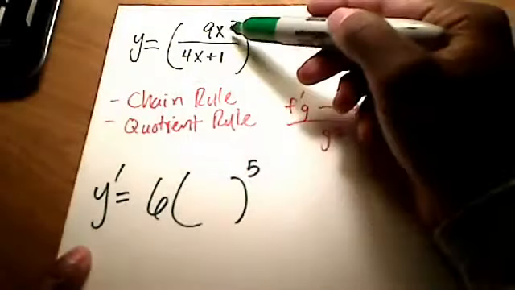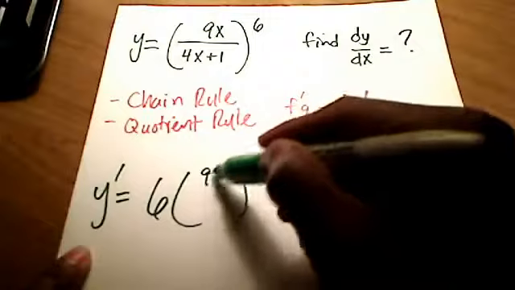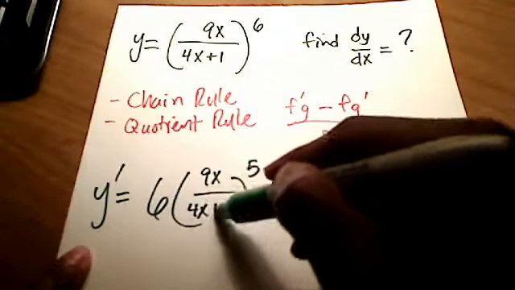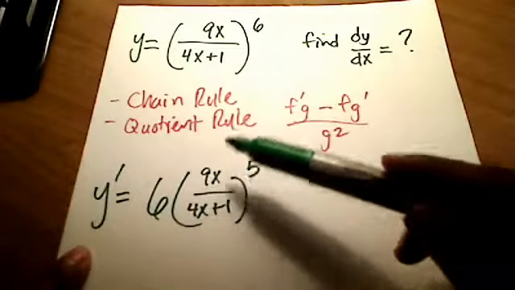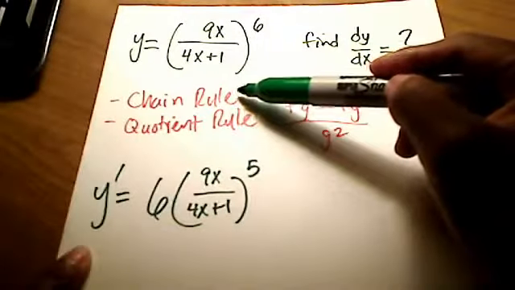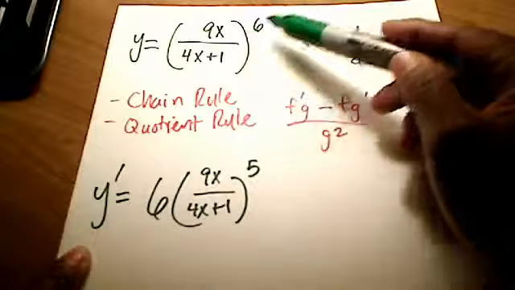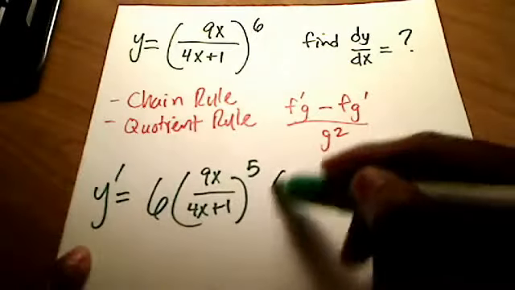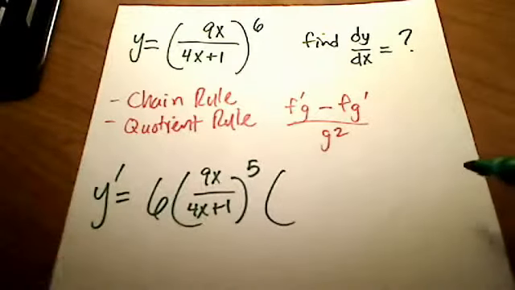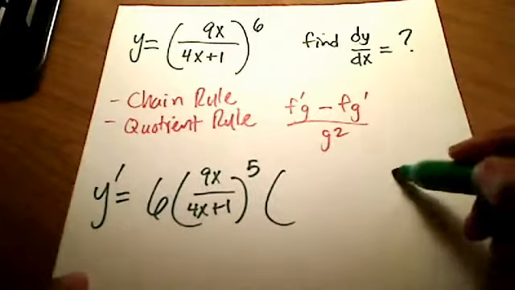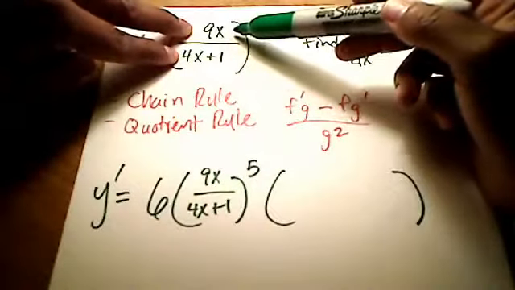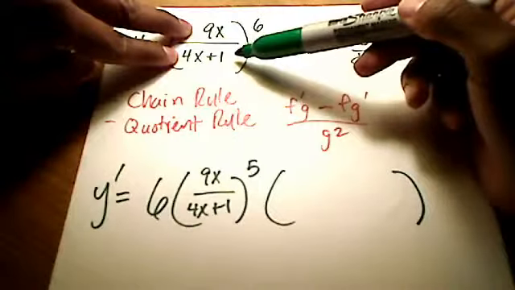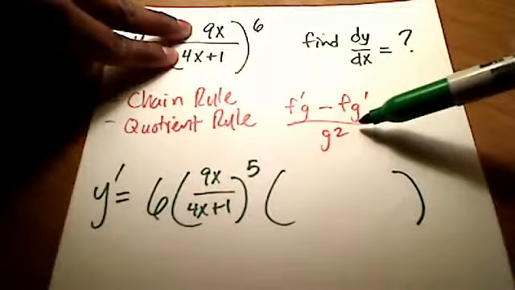But what was that stuff inside there? Oh, that was 9x over 4x plus 1. So I'm using the chain rule here. The chain rule says give me the derivative of the outer stuff, which I just found, times the derivative of the inner stuff. Now the inner stuff is a little more involved, because it says give me the derivative of this quotient, 9x over 4x plus 1. Well, that's where the quotient rule comes into play.